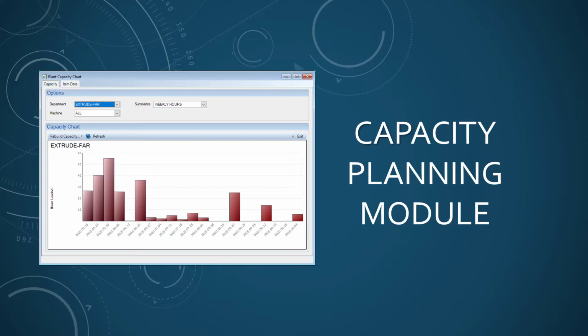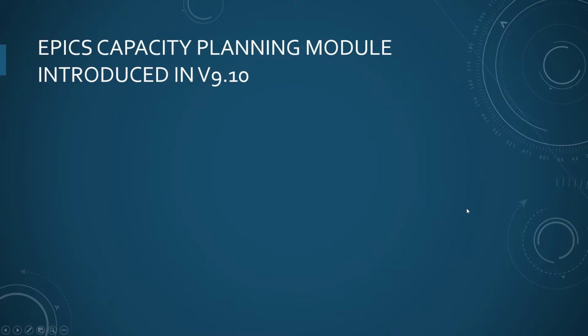This is John Stinger, and I'm going to be giving you an overview of the EPICS Capacity Planning module. So the Capacity Planning module is an add-on that extends EPICS functionality in a number of ways.